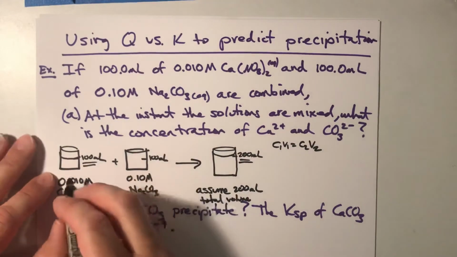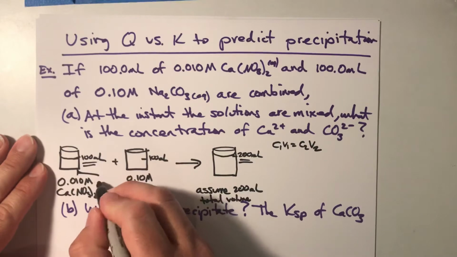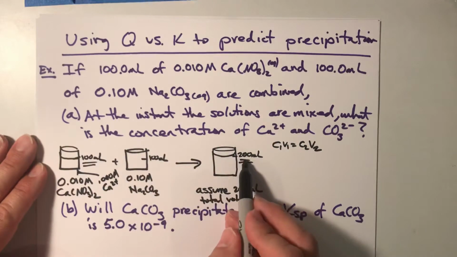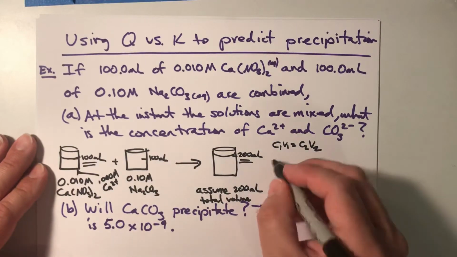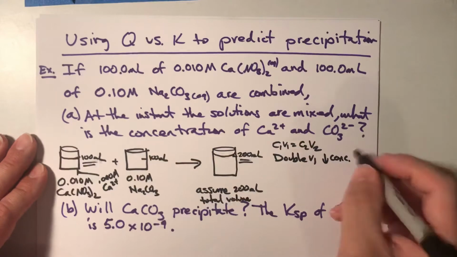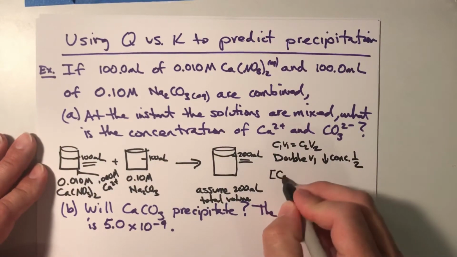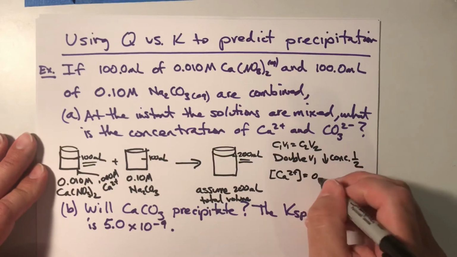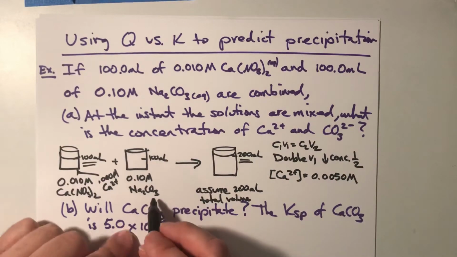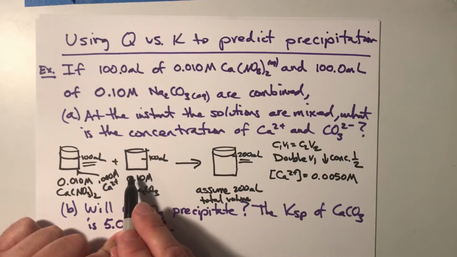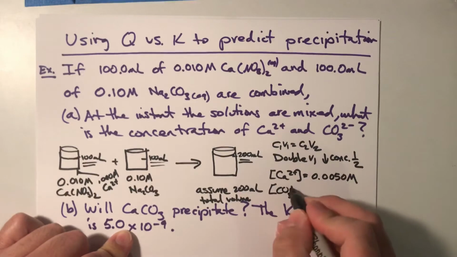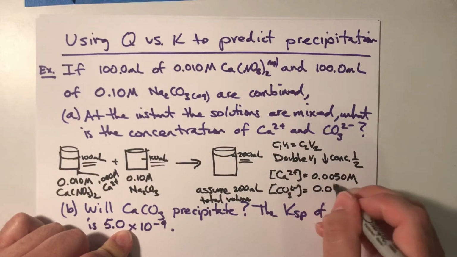So over here, the calcium would have a concentration of 0.01 molar calcium ions. So if we double the volume, that's going to cut the concentration in half. So we're going to just know that doubling the volume decreases the concentration by a half. So what that means is the calcium ions are now going to have a concentration of 0.005 molar. And we're going to use the same trick for the carbonate. The carbonate would be 0.1 molar here. So if we cut that in half, because we've doubled the volume from 100 to 200, the carbonate is going to have a concentration of 0.050 molar.